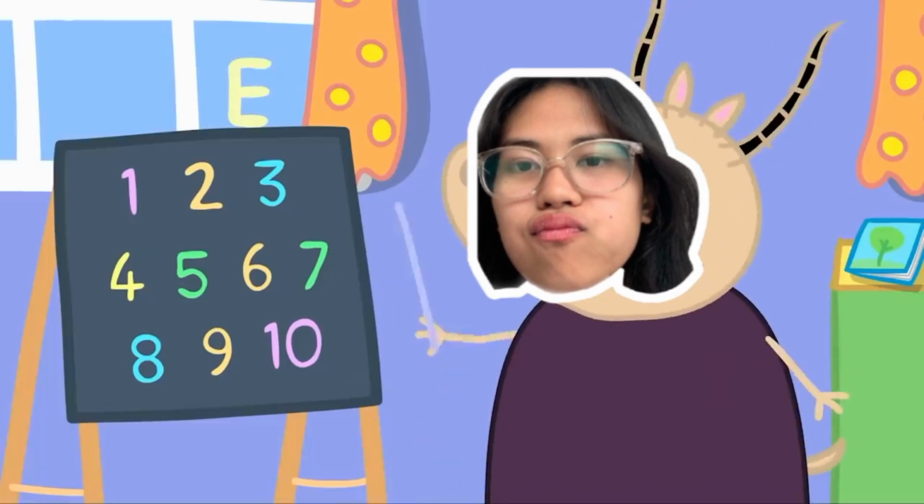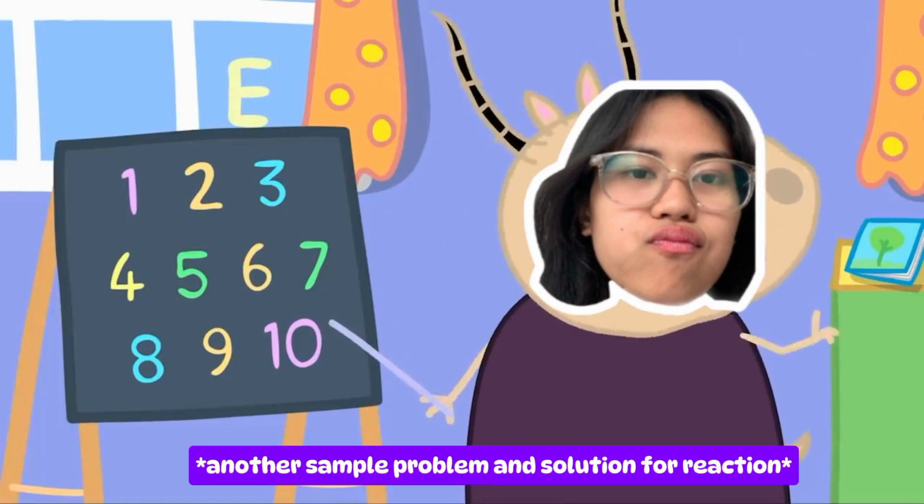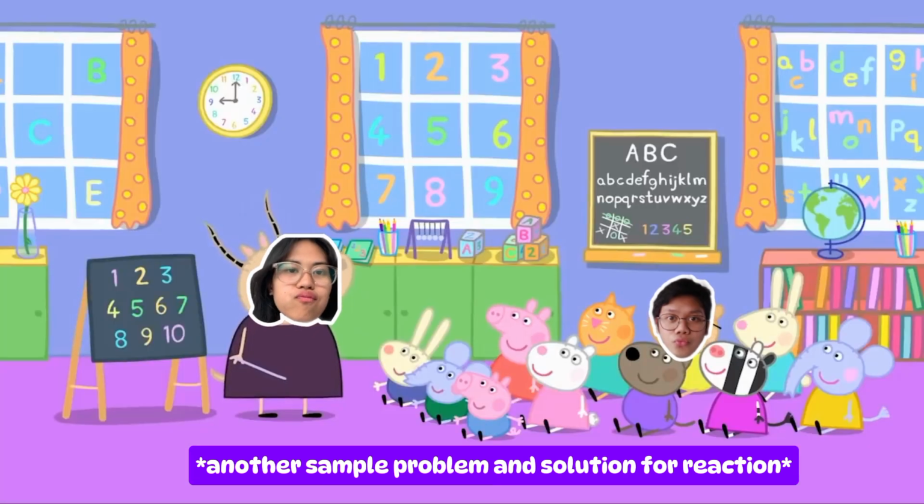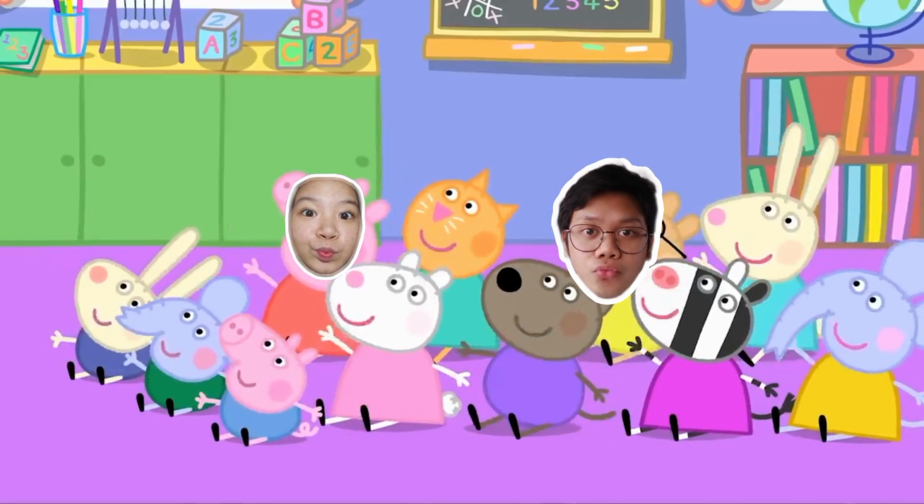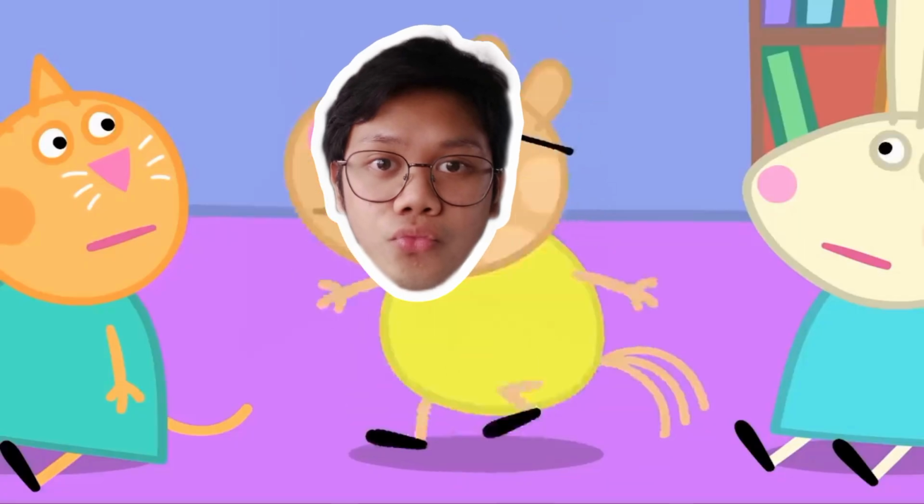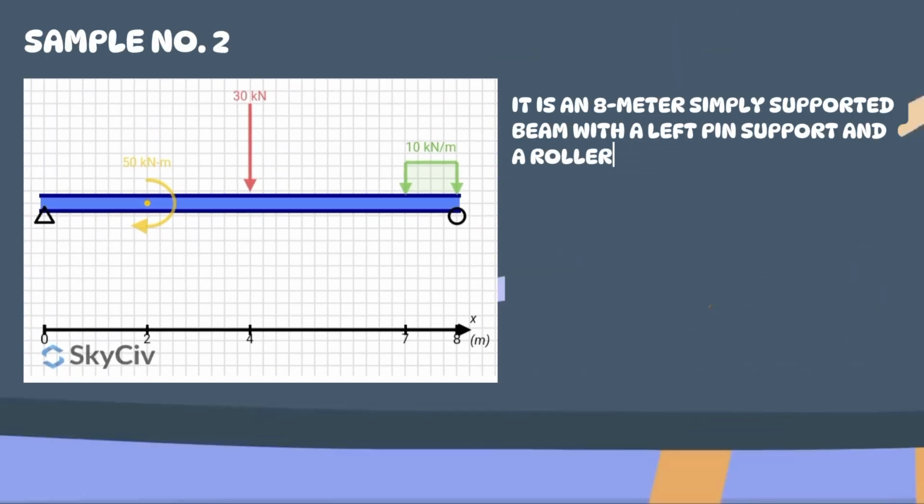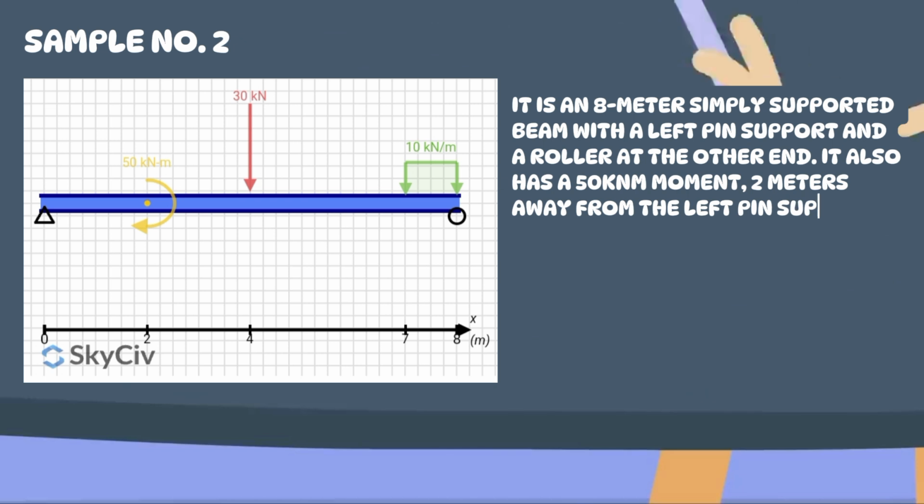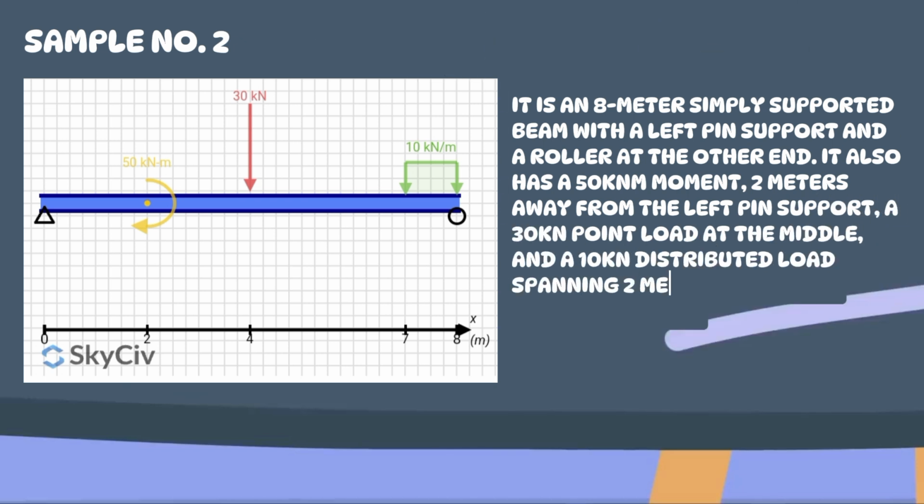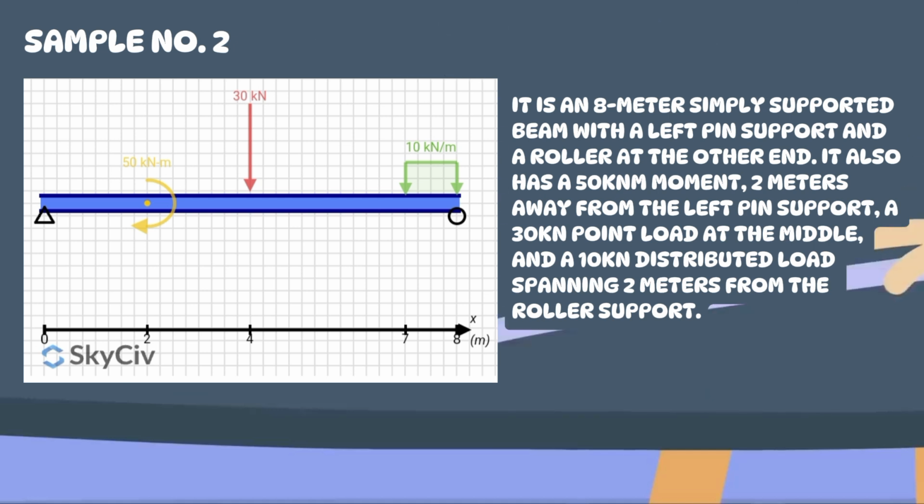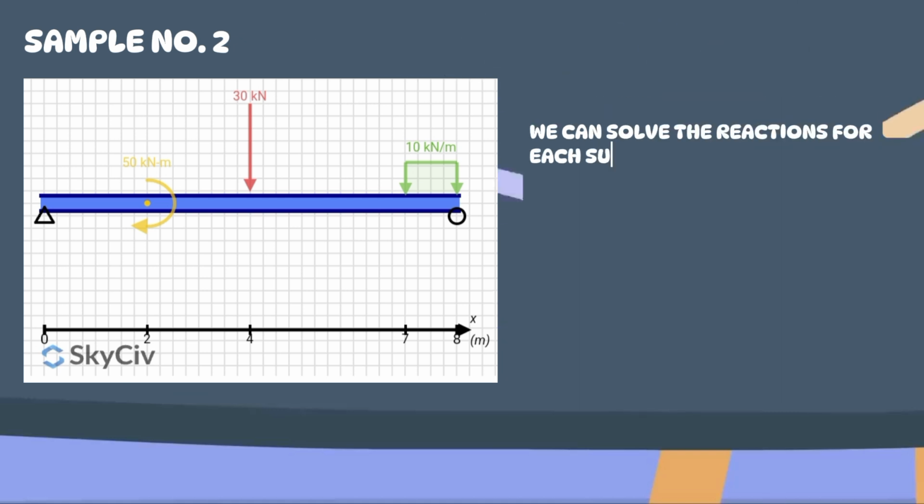Who can give a sample problem and solution for reaction? Me! Okay, Pedro. My example is this beam. It is an 8-meter simply supported beam with a left pin support and a roller at the other end. It also has a 50 kN moment 2 meters away from the left pin support, a 30 kN point load at the middle, and a 10 kN distributed load spanning 2 meters from the roller support.